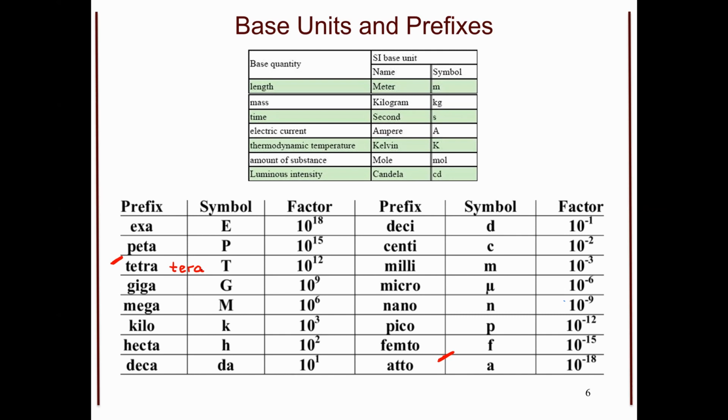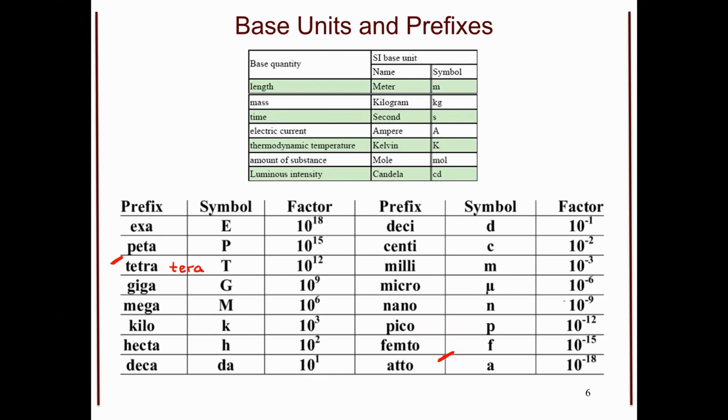So now let's go to the ones that are larger than the base unit. So we have deca, which is 10. So if we have a decameter, that is 10 meters. Then I can go to hecta, which is an H. So that is 10 to the second. Then we get to the kilo. So that's 10 to the third. So if we're talking about kilometers, that's 1,000 meters.